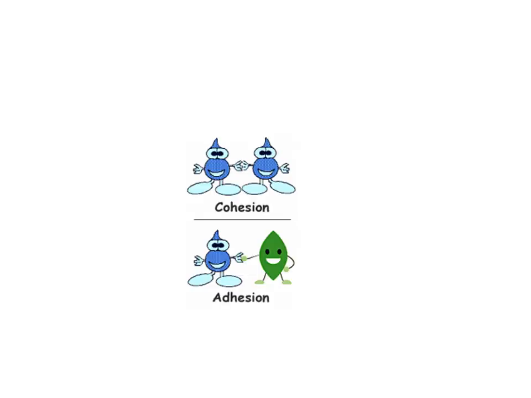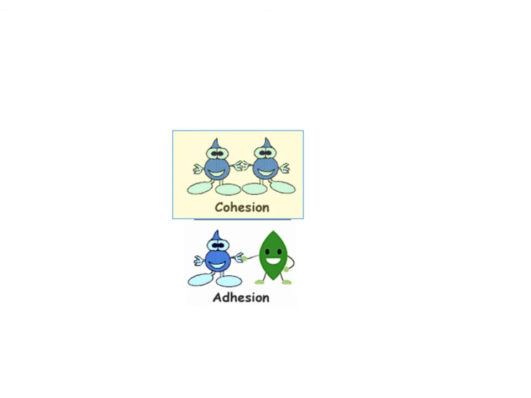Two terms that might be new to you that describe two other properties of water are cohesion and adhesion. To remember what each of these are, think of a cohesive group. If I were to ask you what is meant by a cohesive group, you would probably say a group of people that work well together. So cohesion is the ability of water molecules to stick to each other.